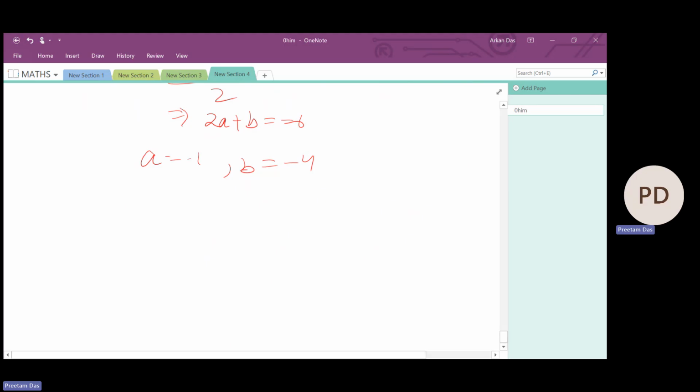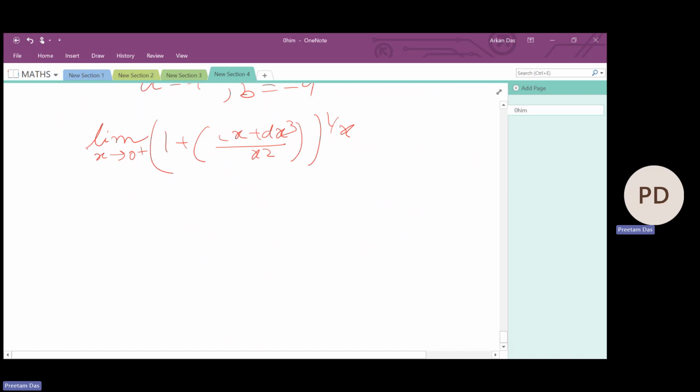Next, again for the right hand limit, you have to solve this separately. Limit x tends to 0 plus of (1 plus cx plus dx cube divided by x square) whole raised to 1 over x. What is this format? This is again 1 raised to infinity format. So how do you solve this question?